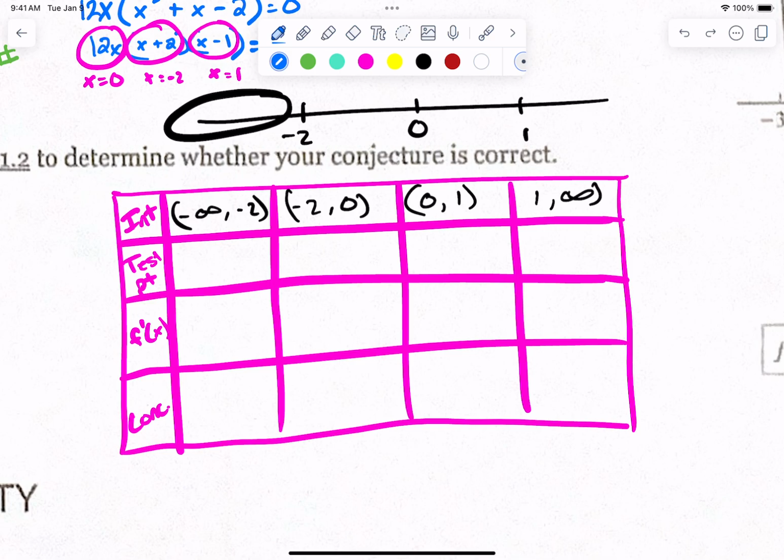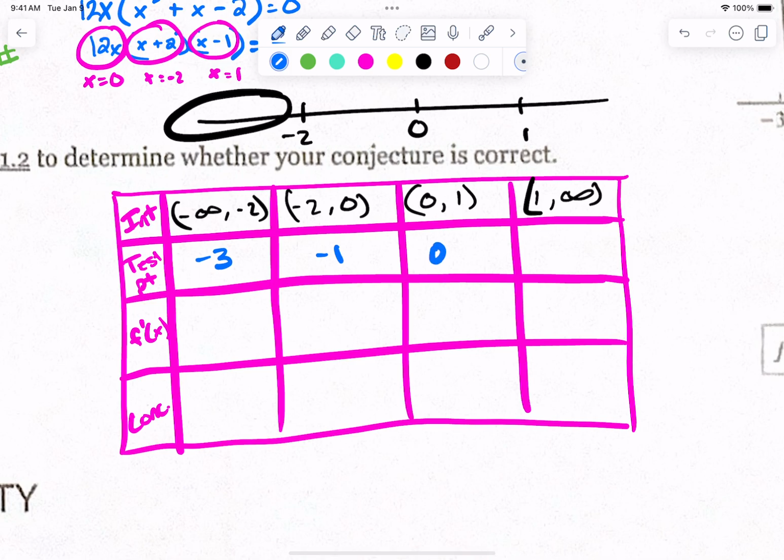I got a little lost there. That's okay. If you get lost, ask. There's a lot of steps to this, and if you get lost on your first step, you're really in big trouble. So please ask. We're going to plug in negative 3. We're going to plug in negative 1.